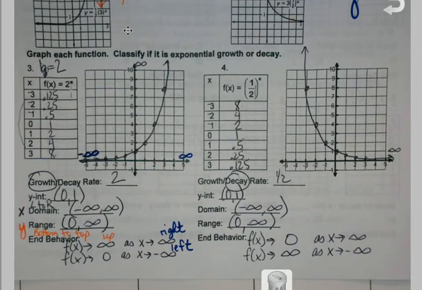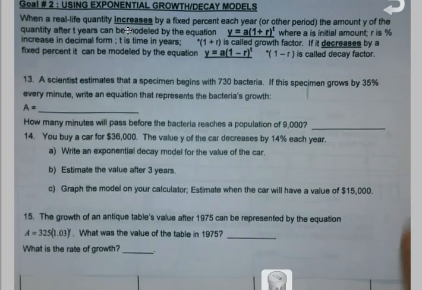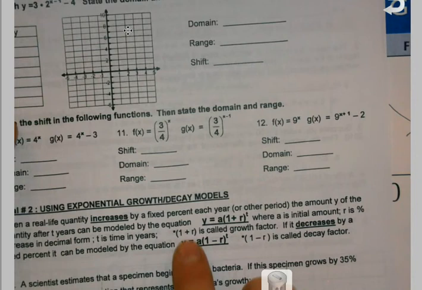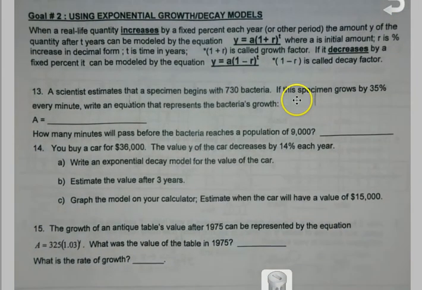I'm actually going to jump a little ways in your packet here for a sec, because some of the shift stuff I'm going to wait on a little bit. We're going to go over to page 2A here, and we're going to look at the models a little bit so we can have an idea, as we get into some of the story problems, what we're going to be dealing with.